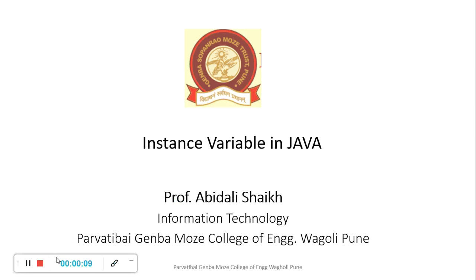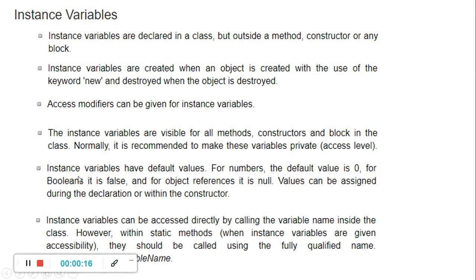Today we are going to see instance variable in Java. Now, what is an instance variable? An instance variable is a variable defined inside the class but outside the method, constructor, or any other block. Instance variables are created when an object is created with the keyword new. So when you create a new object, the instance variable is created, and it is also destroyed when the object is destroyed.